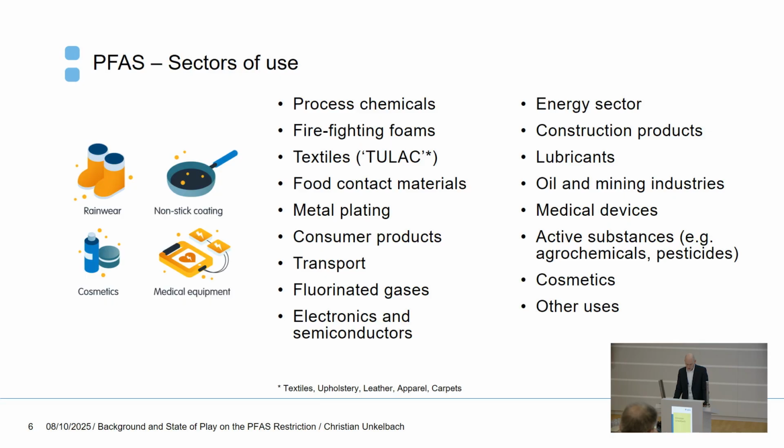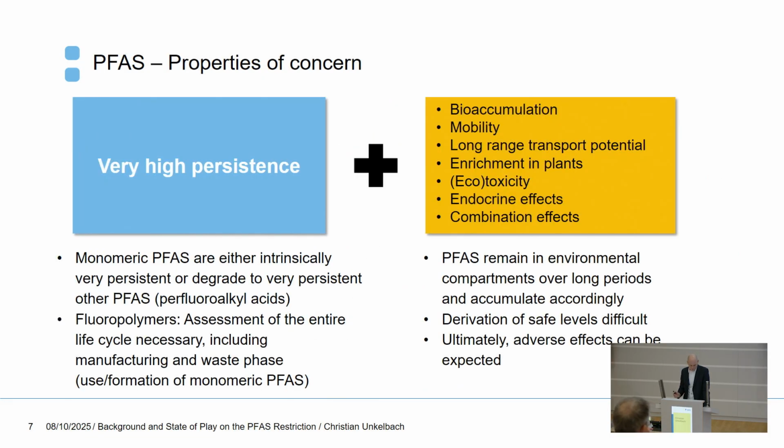They appear in food contact materials, further consumer products, in transportation. The fluorinated gases are important for climate devices. For example, they appear in electronics and semiconductors manufacture, in the energy sector. They are important lubricants. Based on their inertness, they are important for medical devices, but also in more fine chemicals, for example, in active substances. You find fluorinated groups like, for example, trifluoromethyl groups. They appear in cosmetics and even further uses not listed here.